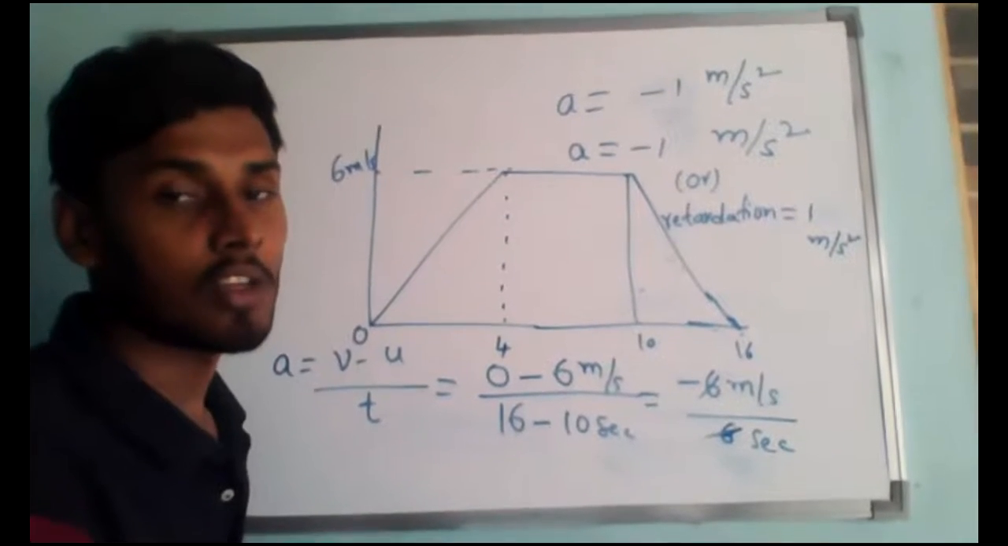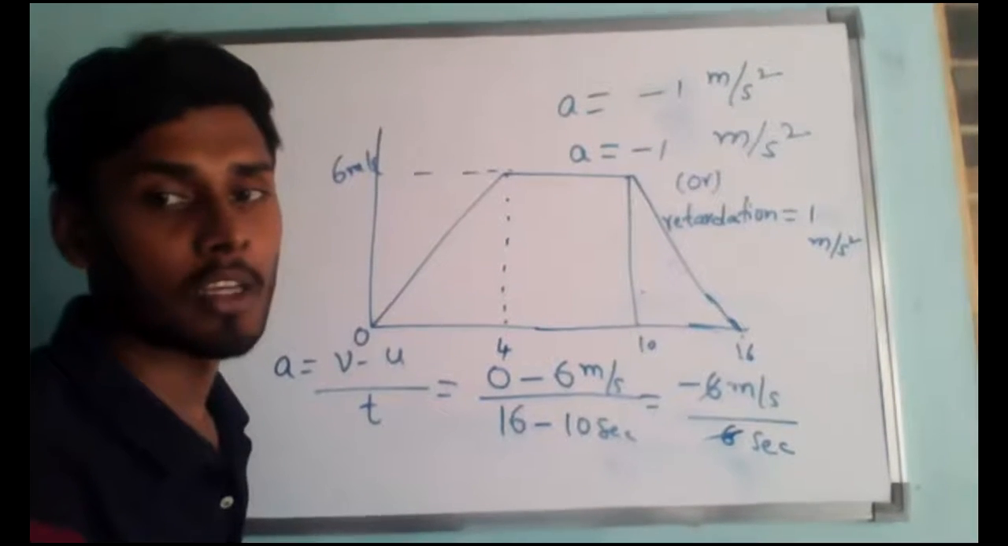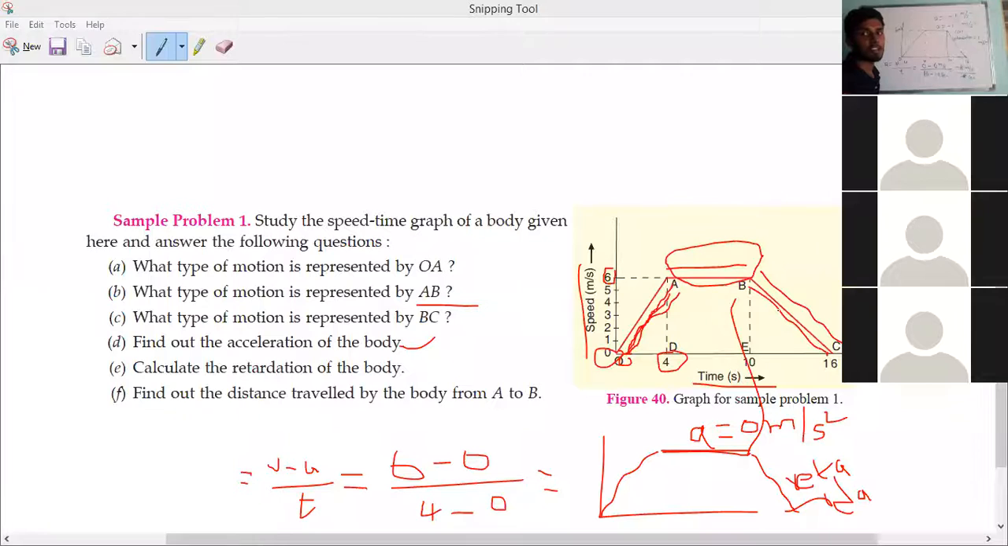They are asking, distance traveled means how to find the distance. Any idea? Anybody speak? How to find the distance in this graph? They are asking to find out the distance traveled by the body from A to B. They are asking particularly from this point to this point. So it looks like a what? It looks like a square, correct or not?